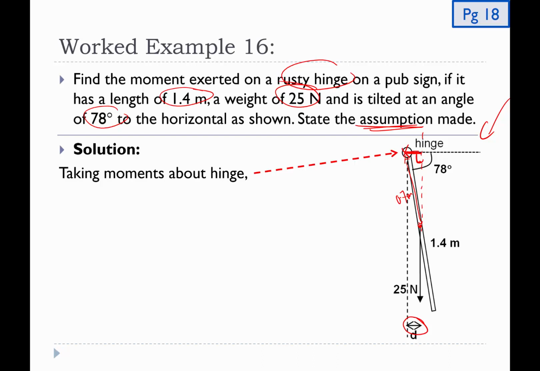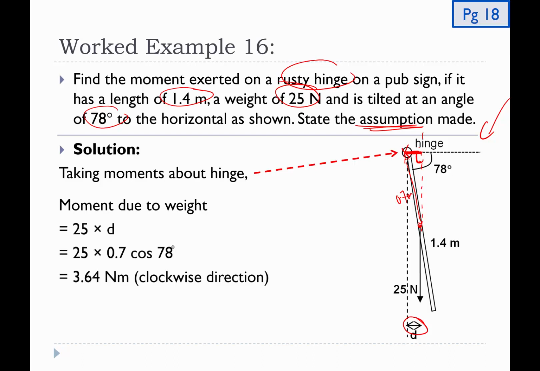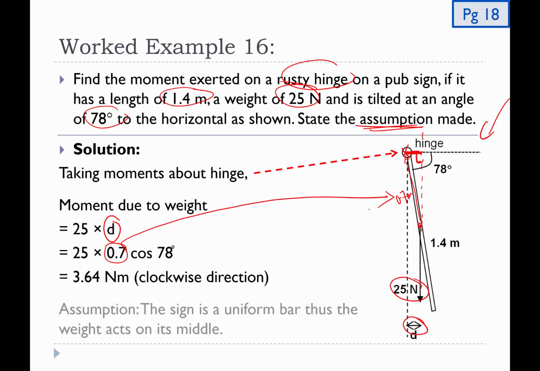To find this distance d, all we need to do is find the component of the 0.7 that is to that distance d. Essentially the moment due to the weight will be the 25 Newton weight multiplied by the distance d. The distance d is essentially 0.7. Where do we get this 0.7? It is the length of the sign from the hinge to the midpoint or the CG of the object. So times cosine 78 degrees, pressing your calculator, you get 3.64 Newton meter, in the clockwise direction. Again, the assumption here is that the sign is uniform, thus the weight acts at the middle.